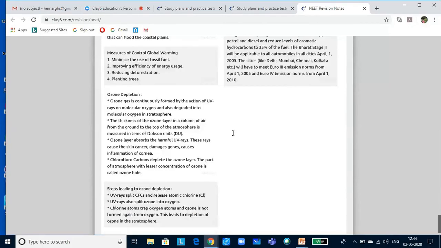The next problem will be ozone depletion. You know, ozone gas is continuously formed by the action of UV rays on molecular oxygen and also degraded into molecular oxygen in the stratosphere. Now, the thickness of the ozone layer from the ground to the top of the atmosphere is measured in terms of Dobson units. It blocks the harmful UV rays, and these rays cause skin cancer. They will cause mutations, and they will also cause blindness by damaging the cornea. Chlorofluorocarbons will deplete the ozone layer. The part of the atmosphere with lesser concentration of ozone is called the ozone hole.